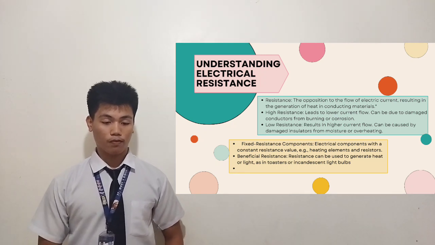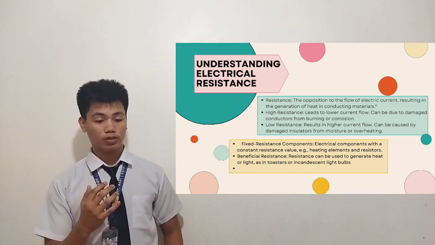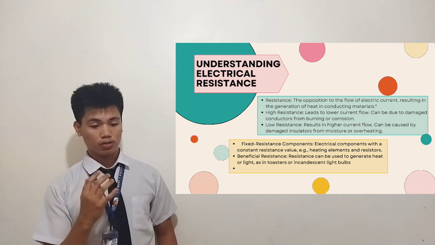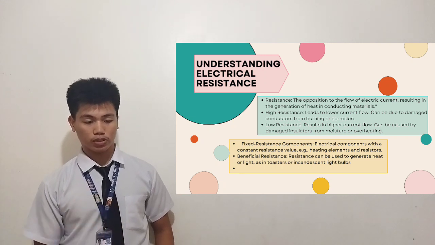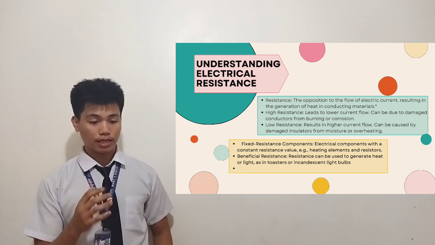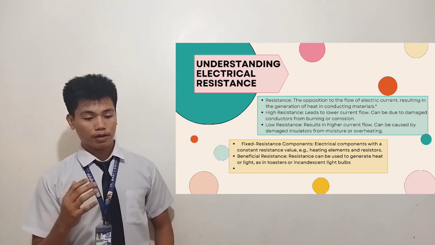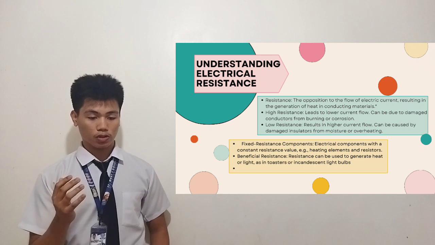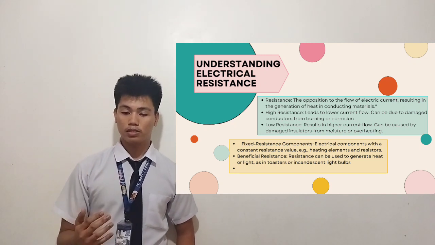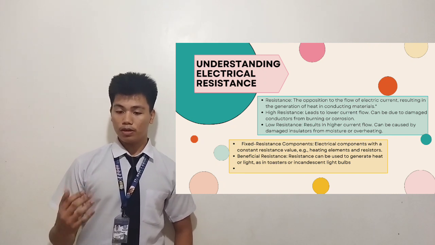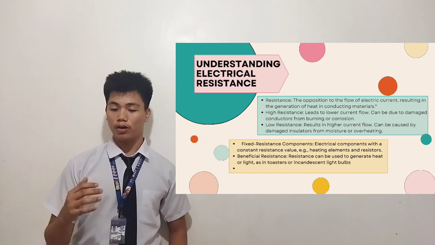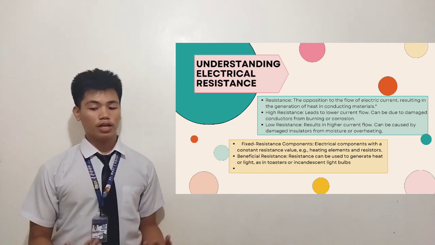Resistance is the opposition to the flow of electric current, resulting in the generation of heat in conducting materials. High resistance leads to lower current flow and can be due to damaged conductors from burning or corrosion. Low resistance results in high current flow and can be caused by damaged insulators from moisture or overheating. Electric resistance measures how much a material hinders the flow of electric current. It is symbolized by R and measured in ohms. It is essential in circuit design, determining the current flow and analyzing electric behavior.